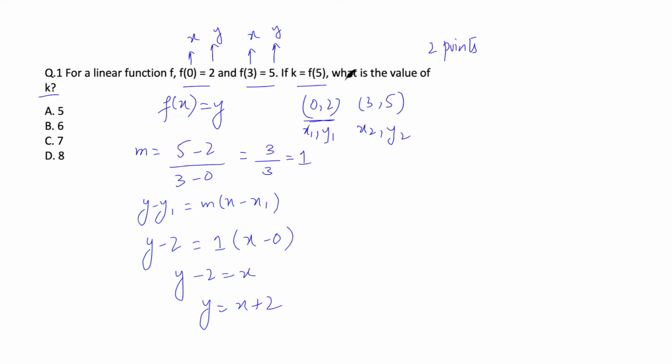What's the target answer? What is the value of k? If k equals f of 5, so now he's saying what is the value of f of 5? So when you replace x with 5, what is the value that we get? What's the output that we are getting? Let's just replace x with 5 and our answer will be 5 plus 2 equals 7. This is our target answer. There you go.